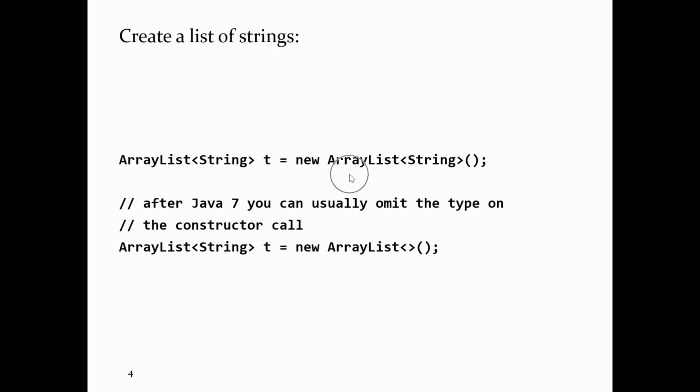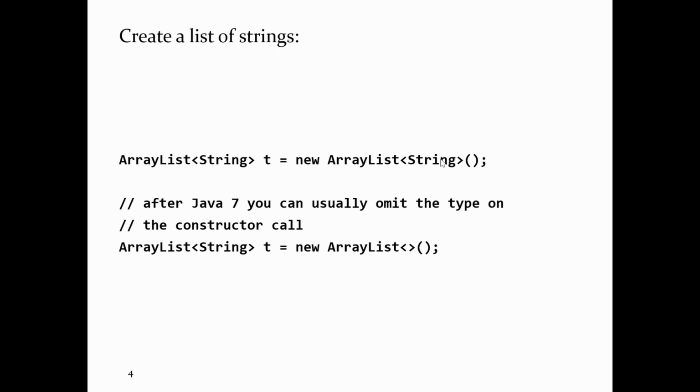On the right-hand side, I need a list object to refer to. So I'm going to use new. I'm going to call a constructor belonging to ArrayList. Now remember, in Java, the constructor name is always the same as the class name. And so our class name over here is ArrayList, so I'm going to write new ArrayList.